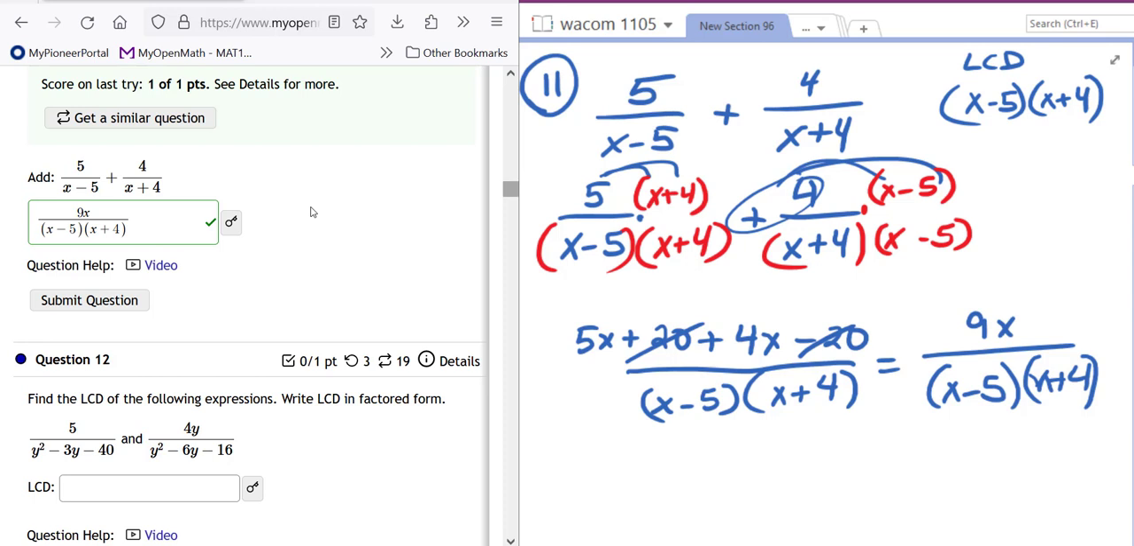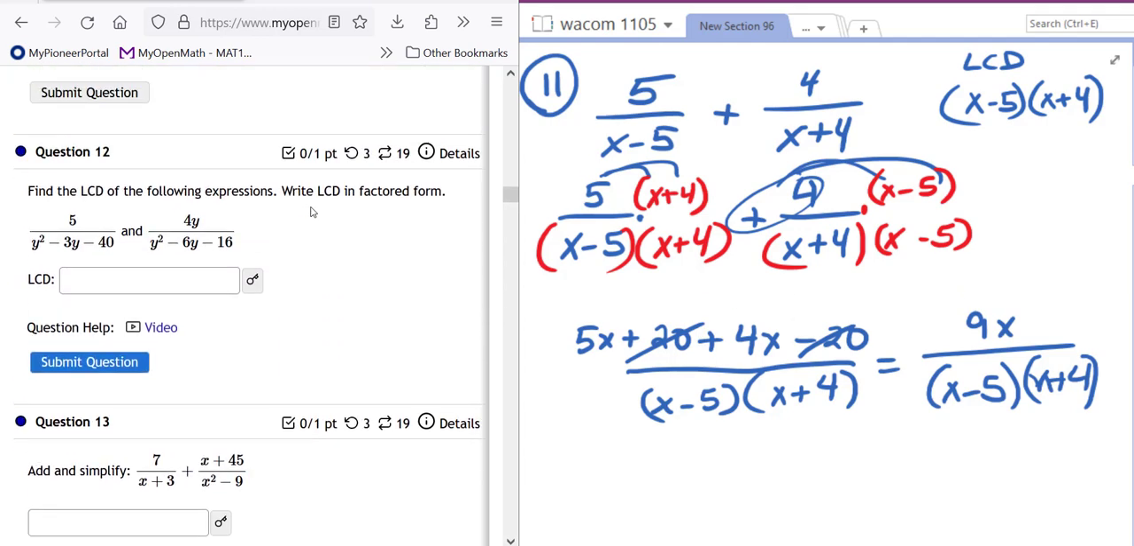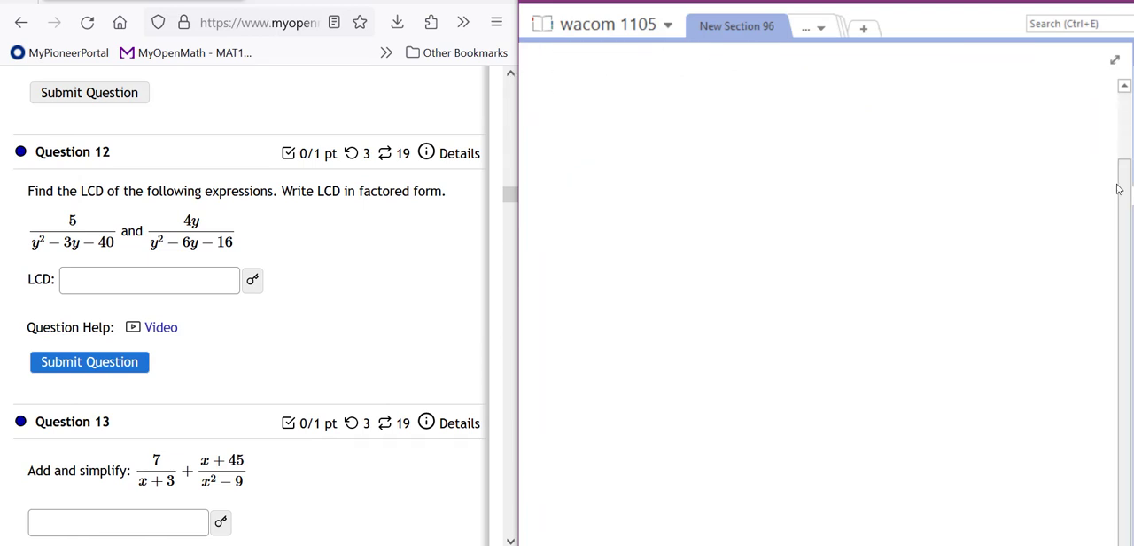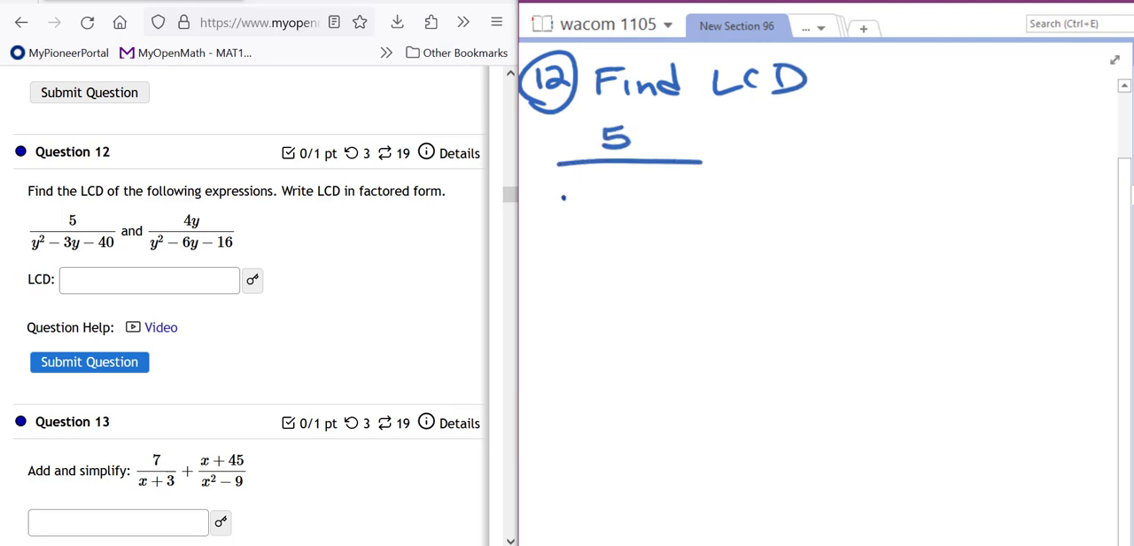All right, the next one asks us to find the LCD. So basically you have to factor. And all you care about on this particular problem is the denominators.